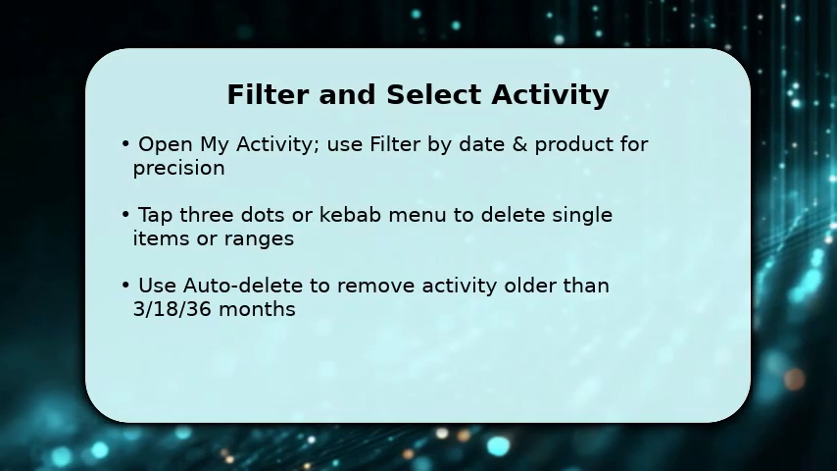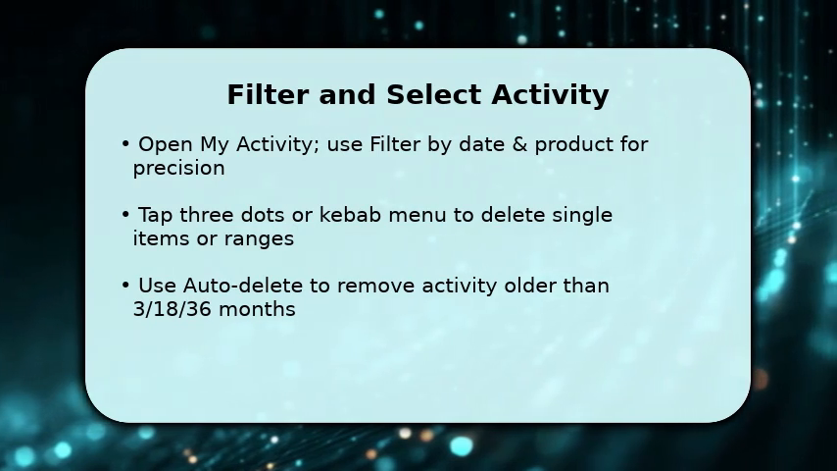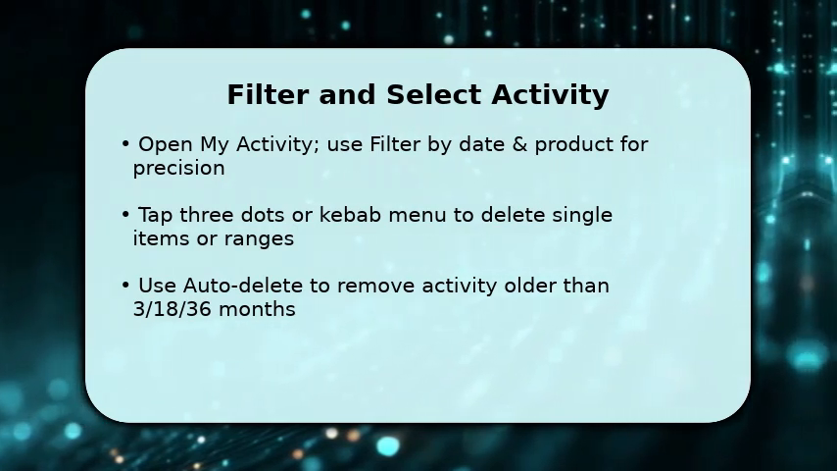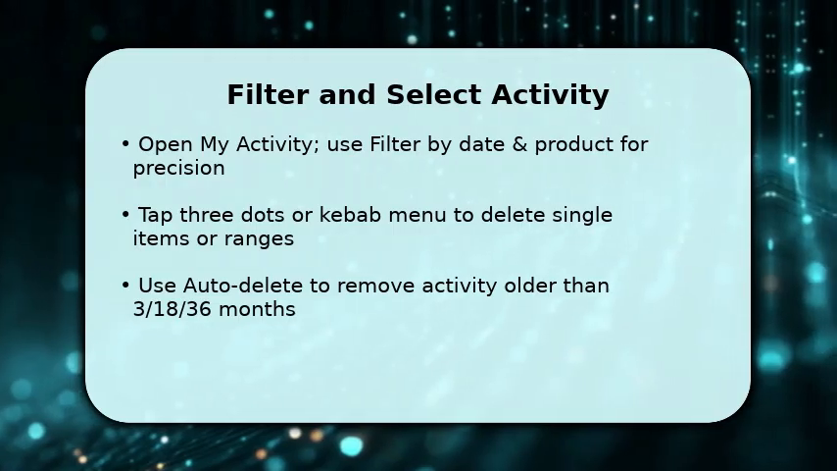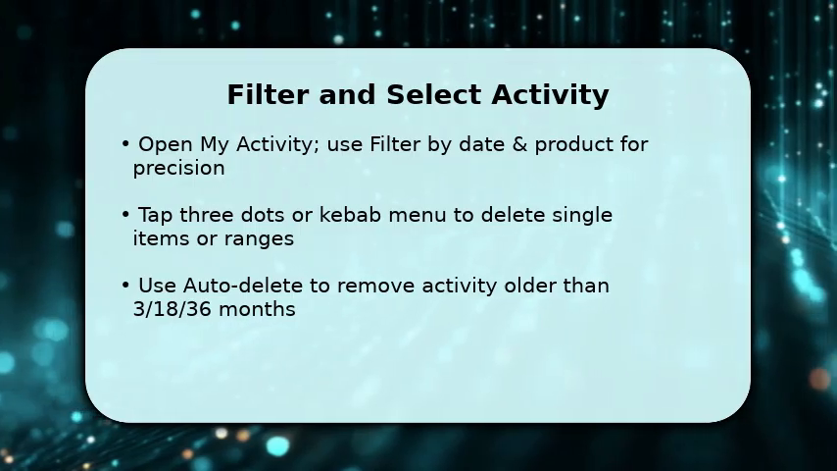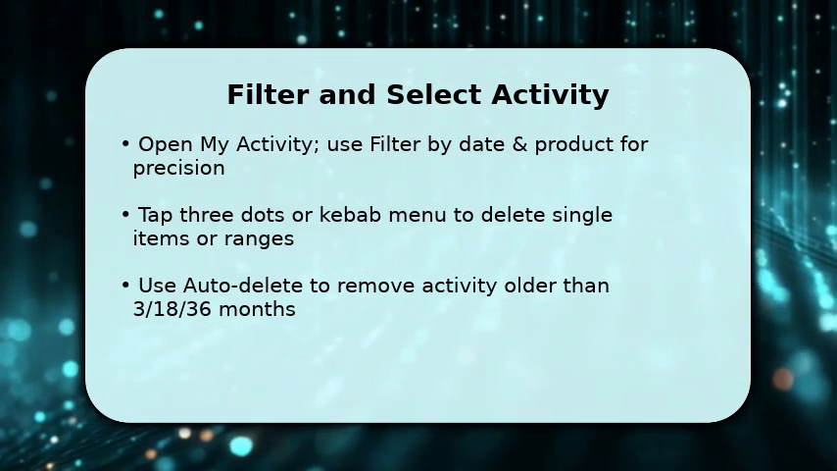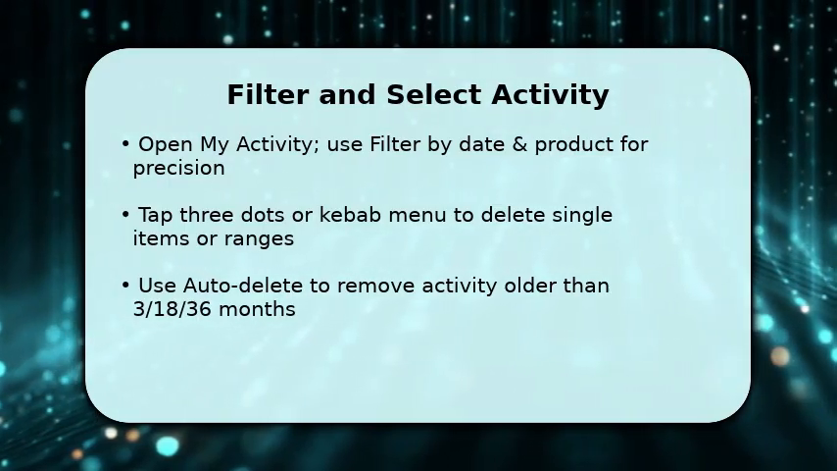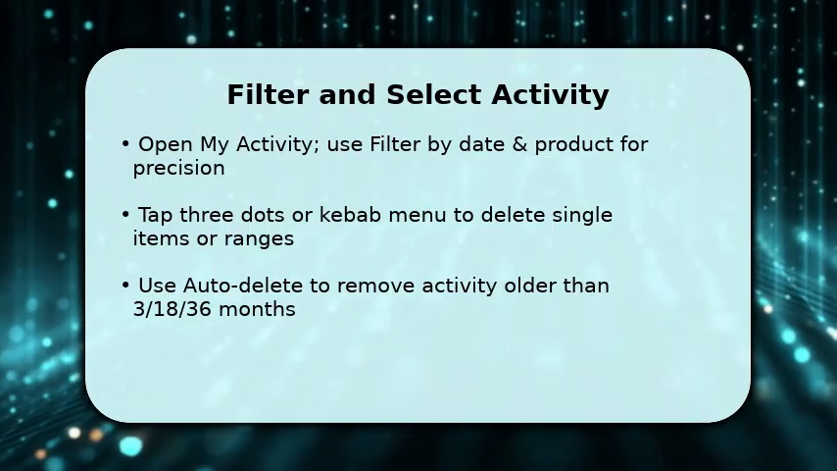Once in My Activity, use the filter controls to narrow results by date and product, because deleting broadly can remove things you want to keep. Tap individual entries to delete single searches, or use the three-dot menu to delete by date range or all time. Choosing advanced filters helps when you only want Chrome or web and app activity gone. Make sure to confirm each prompt.